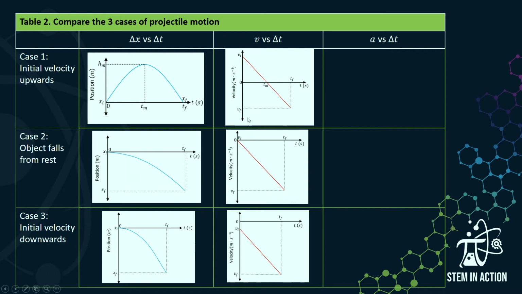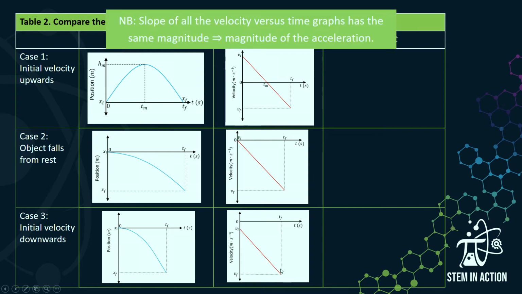For case 1, we saw that we started with an initial velocity upwards, so a positive initial velocity, and it then got to a velocity of 0 at its maximum height and went in the other direction. Where case 2, it started from 0, but then accelerated downwards, and case 3, it started with a negative velocity and accelerated downwards.